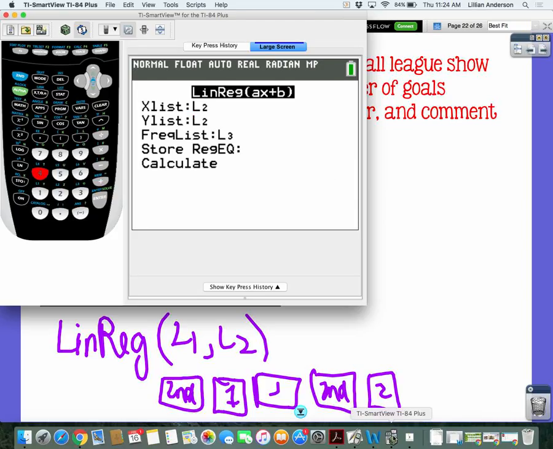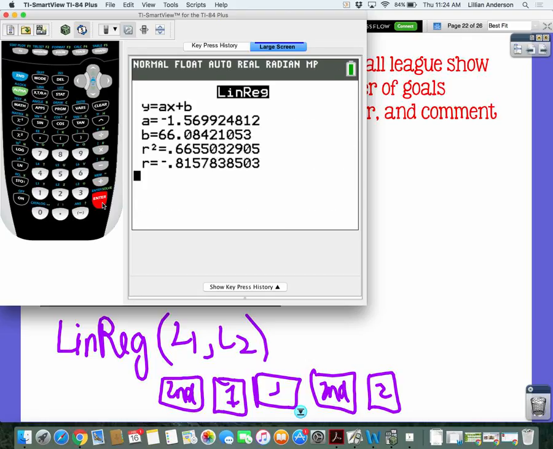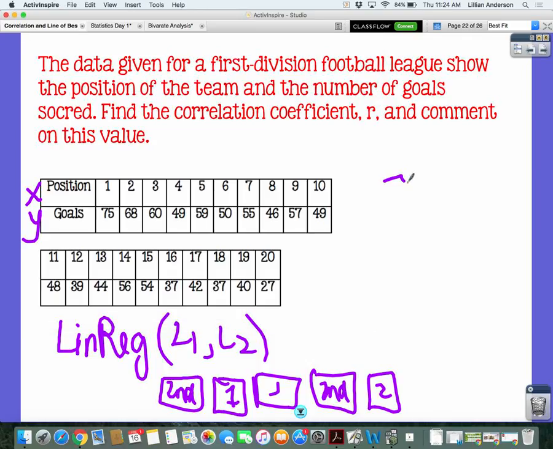For those whose calculators look like mine, clearly my X list needs to be my L1. My Y list needs to be L2. I don't have an L3. Save that for later. And when you guys press enter, did this show up? Yes. Okay. And R is on your screen, correct? Yes. That R is the same R as your correlation coefficient. So then we'll round to three significant figures, and our answer is going to be negative 0.816.